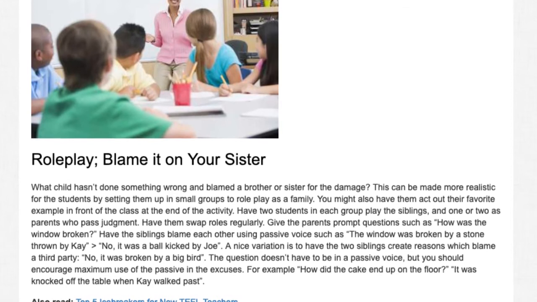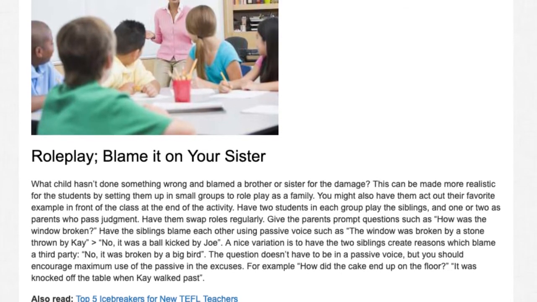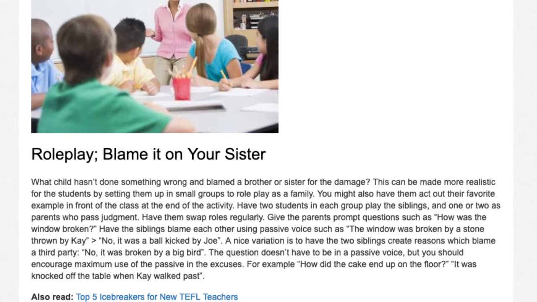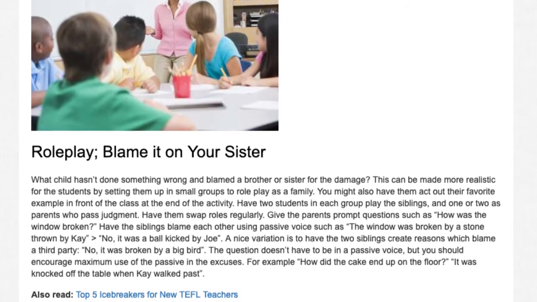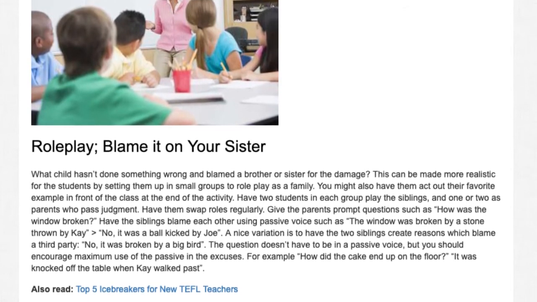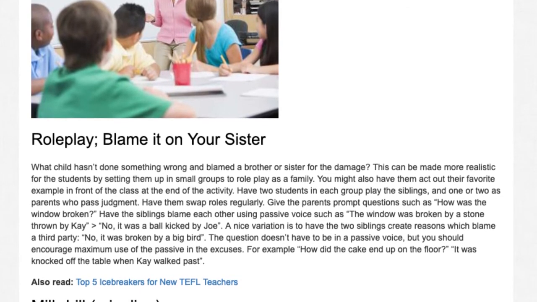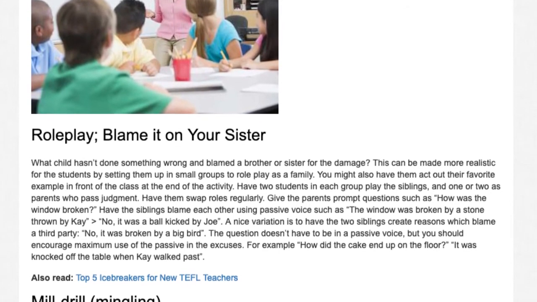Give the parents prompt questions such as "How was the window broken?" Have the siblings blame each other using passive voice such as "The window was broken by a stone thrown by Kay." "No, it was a ball kicked by Joe." A nice variation is to have the 2 siblings create reasons which blame a third party. "No, it was broken by a big bird."